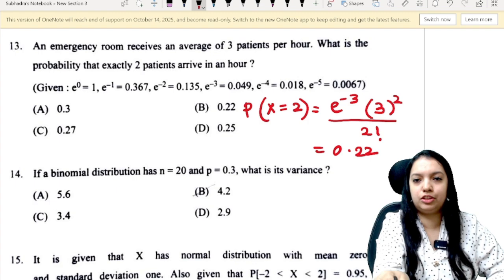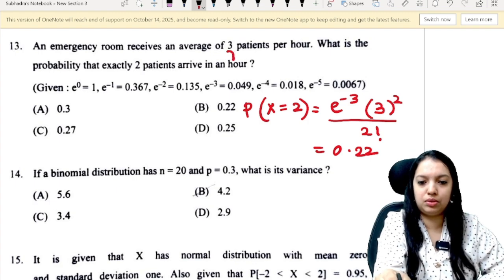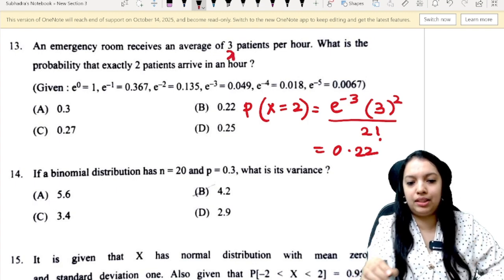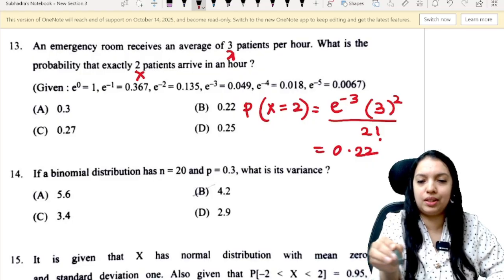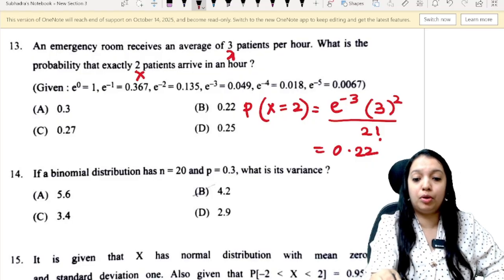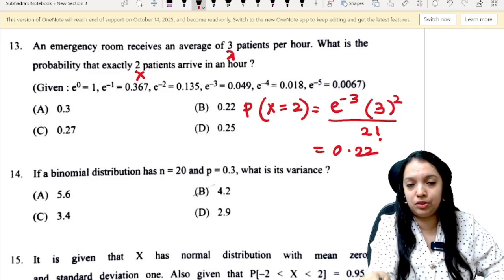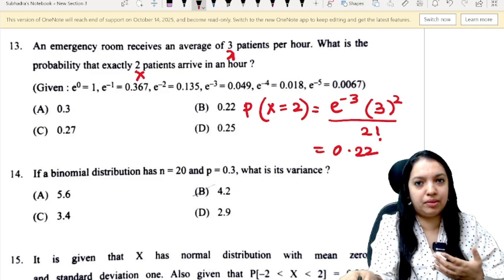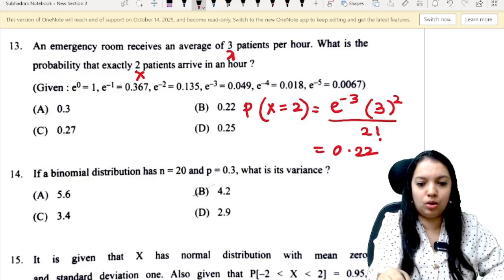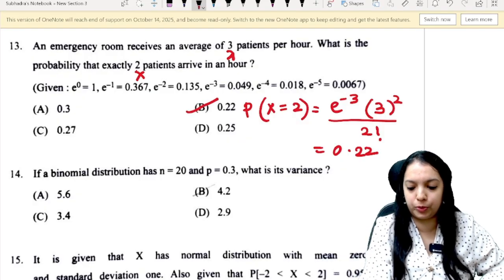Next question is about Poisson distribution again. Emergency room receives an average of 3 patients. So lambda value is equal to 3. What is the probability that there are exactly 2 patients? So x value has to be taken as 2. Probability of x equal to 2 is e power minus lambda, lambda power x divided by x factorial. Solve this, you get option B, 0.22.